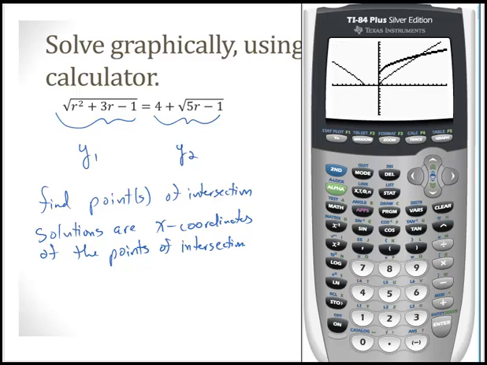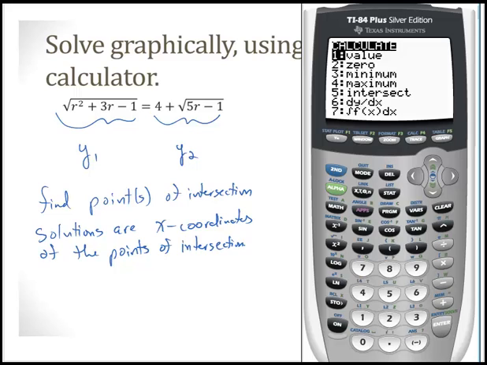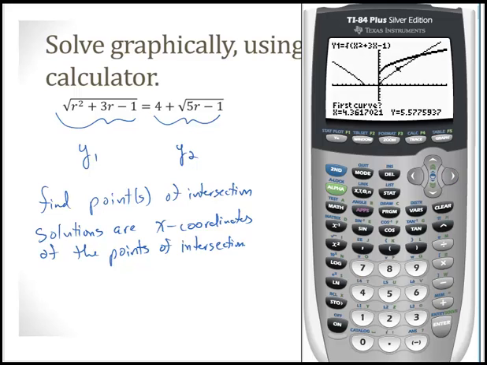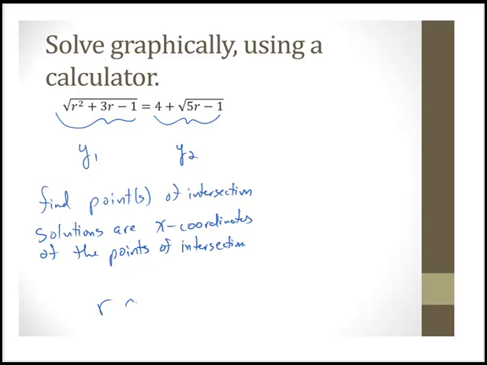Alright, and I see a point of intersection right here. Let me calculate it. Alright, and so it looks like we have the one intersection at 9.45 comma 10.80. So my solution then is r equals approximately 9.45. And that appears to be the only solution of this equation.